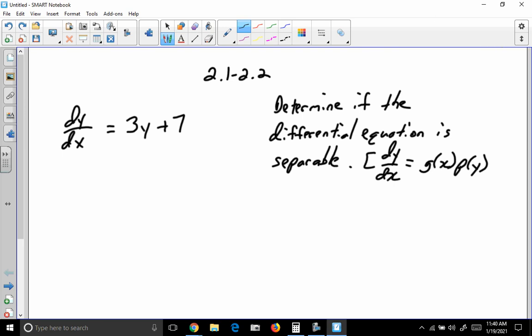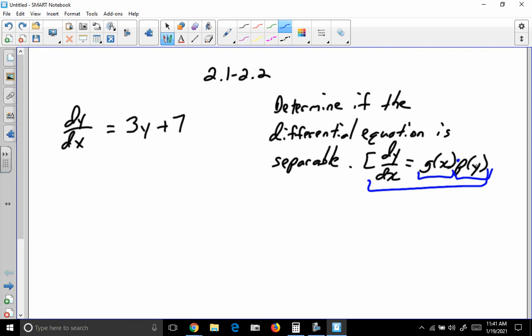So let's take a look at some examples on separable differential equations. The first couple of problems simply ask us whether the differential equation is separable. Just as a reminder, in order for it to be separable, if we have dy over dx on one side, then the other side must be able to be written as a product where one function is a function of x and one function is a function of y.